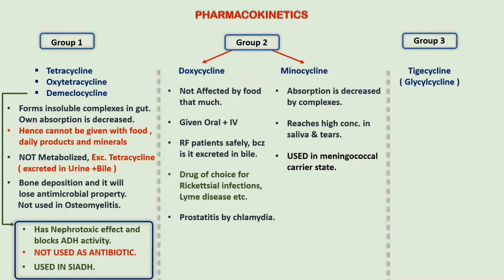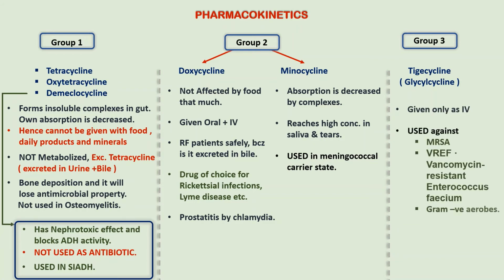Lastly, about the group 3 drug, that is tigecycline, which is given only via IV route. It can be used against MRSA and vancomycin-resistant enterococcus infections and also for gram-negative aerobes.